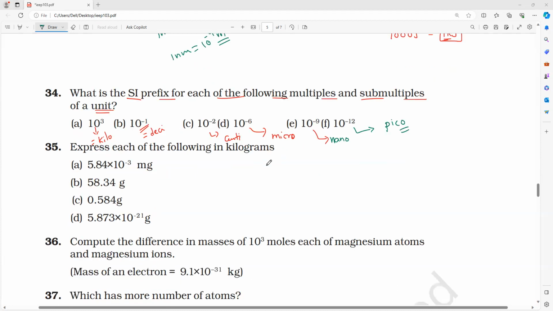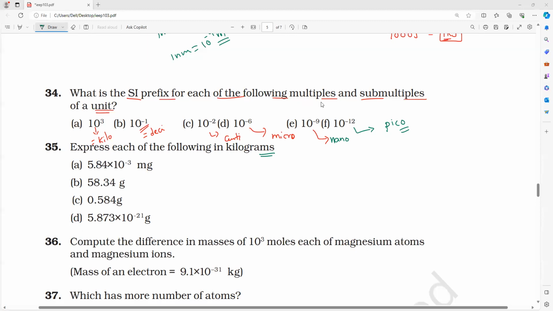Next. Express each of the following in kilograms. Very real life, very important question. Prefix means what we add before the word. Suppose fortunately, unfortunately, un is the prefix. Sufficient, not sufficient, that is prefix. Before the word if you add, it is prefix; after the word if you add, it is suffix.